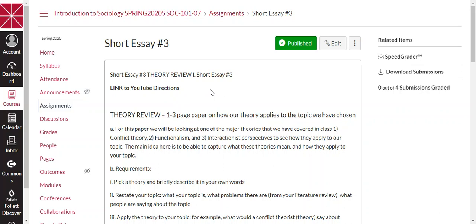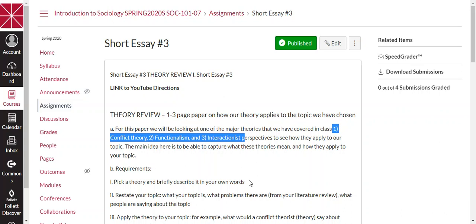But overall, what you would be wanting to get out of this paper is applying one of the three theories that we've taken a look at throughout the course. Broadly, we've looked at conflict theory, functionalism, and the interactionist perspectives. You'll do a 1 to 3 page paper where you take one of these theories and apply it to your topic and your literature that you looked up so far. I'll go through a few examples of this, and you all can check in with this, but essentially that's what we want to be looking at.